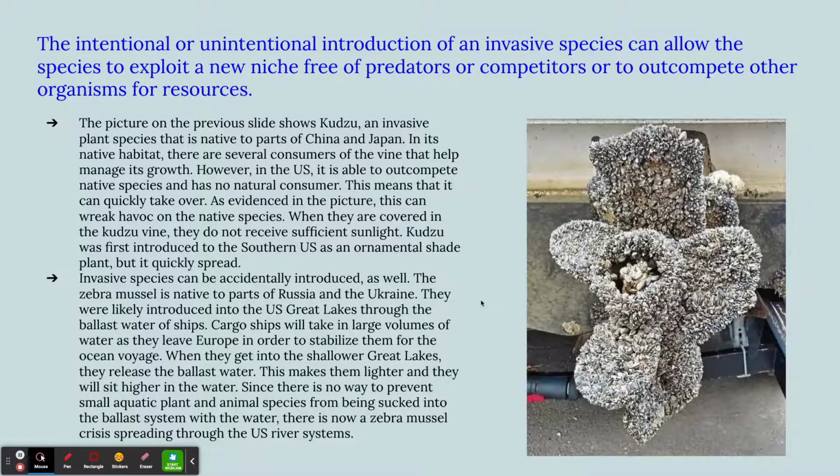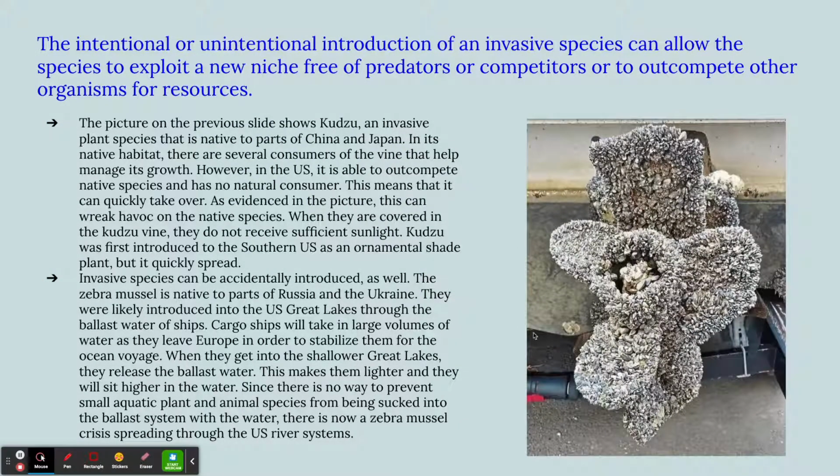There are several consumers of the vine that help it manage its growth. However, it's able to outcompete native species in the US and has no natural consumer. So if this makes its way into the US, it doesn't have any natural predators. Whereas in China and Japan, where it's originally from, there are several consumers that help keep this invasive species at bay.